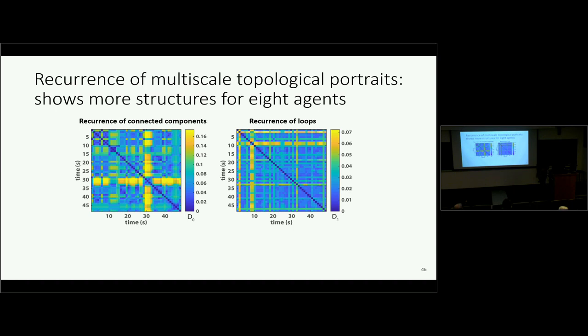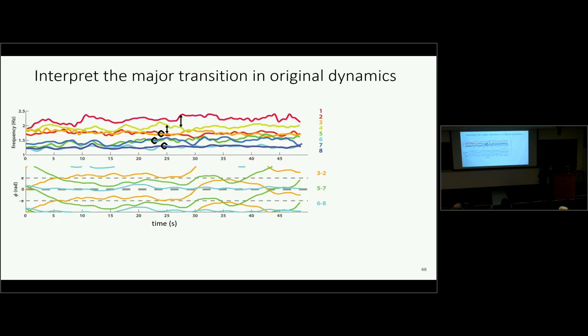The first thing you can see is that there are a lot of structures in the recurrence of these topological features compared to what I showed you before. And this recurrence of connected components highlights there is a sudden change around 30 seconds. When I first saw this, I was really confused. I was like, I saw nothing here. Like, this must be an artifact. So I spent a little bit more time looking at the dynamics. So I see, well, what's happening before 30 seconds?